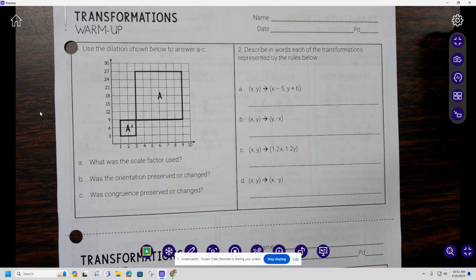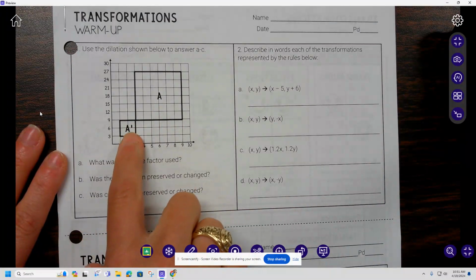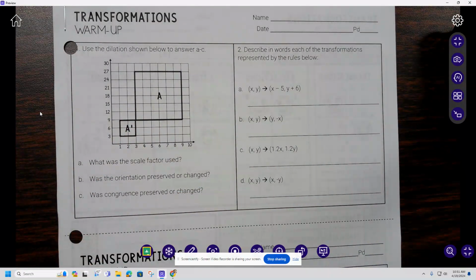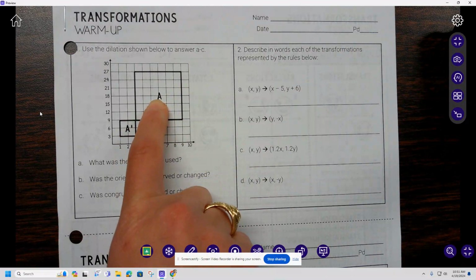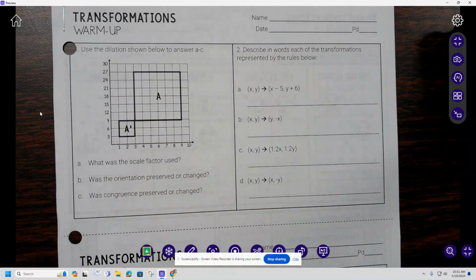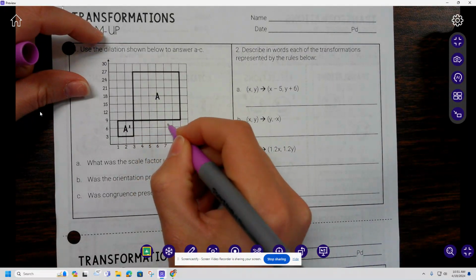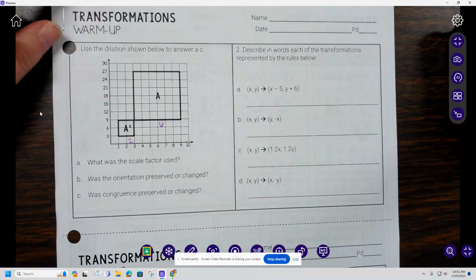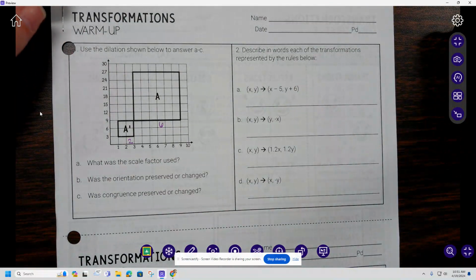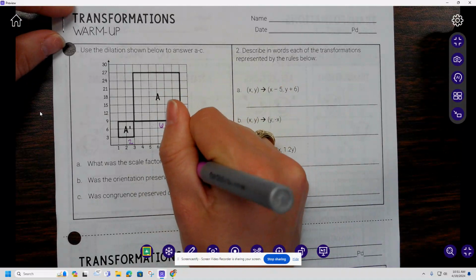So, number one says use the dilation shown below to answer A through C. Here we go. We have A and then A prime. Remember that little apostrophe right there means A prime. Find a pen. All right, so the scale factor used, so we're going from A to A prime. If we notice we're going from big to small, which means it's going to be less than 1. So if I count here, 1, 2, 3, 4, 5, 6, and then 1, 2, to go from 6 to 2, I'm going to multiply or divide by 3, so my scale factor would be 1/3.